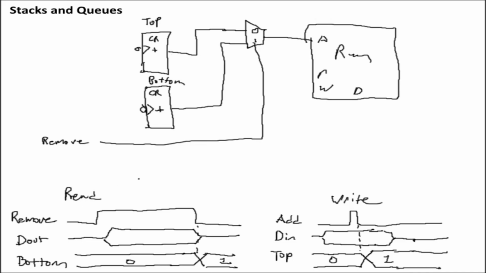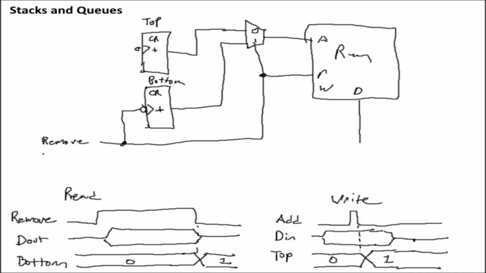Now, when we're removing, we're effectively reading. So we also want to tie that to the read of our RAM here. And then on the falling edge of the remove signal, we want to increment the bottom counter register. So we can just connect that like that. And likewise with top, that's basically just going to be connected directly to the right.